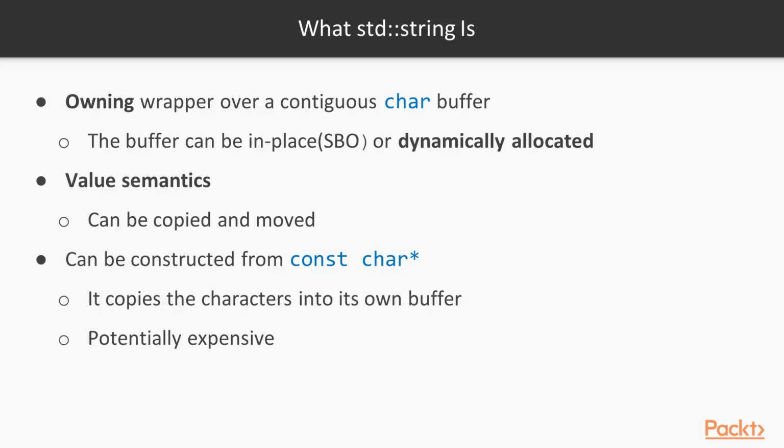std::string has value semantics. This means that you can copy and move a string and it will not reference the same string in memory, but instead copy over every character and behave as a new value. It can also be constructed from const char*. This copies the characters into the buffer contained inside a std::string, and it's a potentially expensive operation.